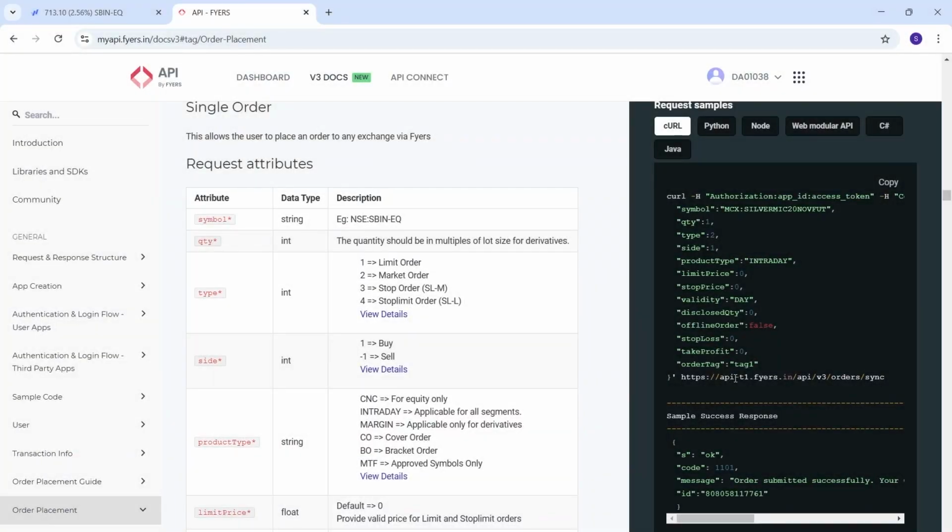Everyone, welcome back. So today we are going to start with how do we place orders using the REST API. But before we do that, let me talk about what the parameters or attributes are that we will have to pass to place the order.